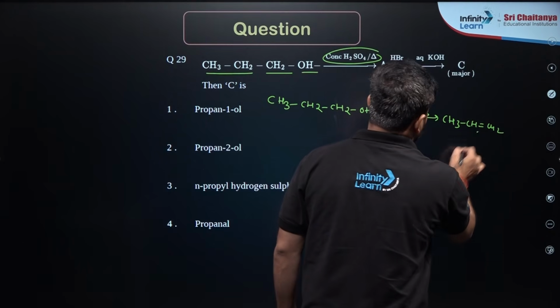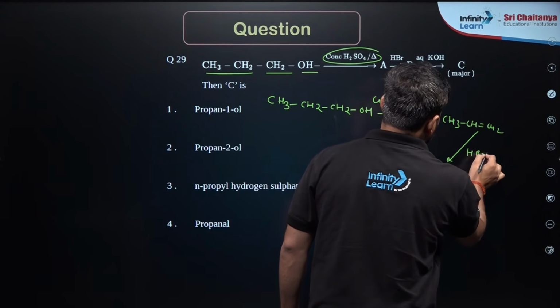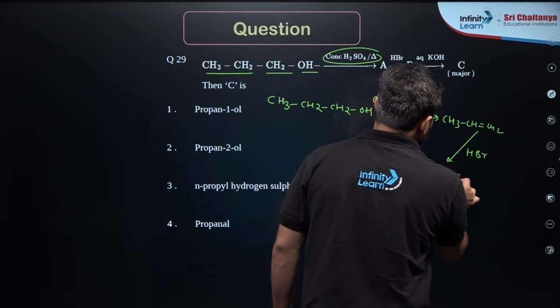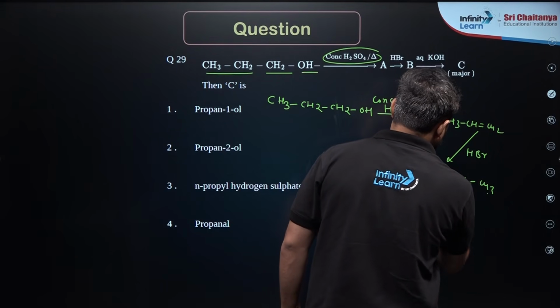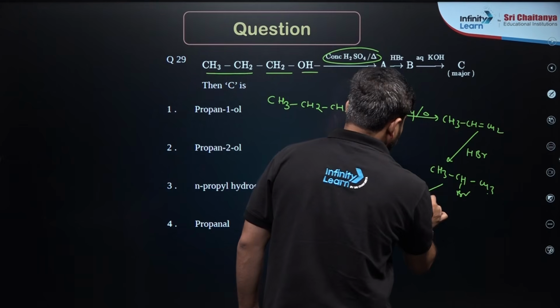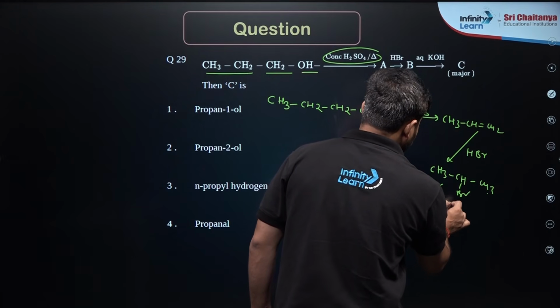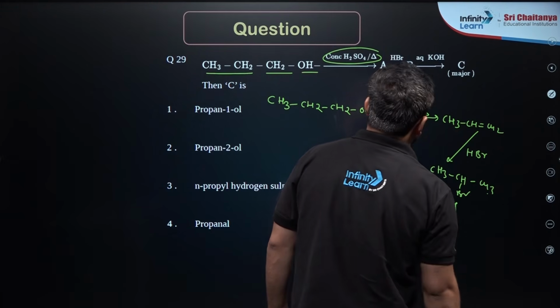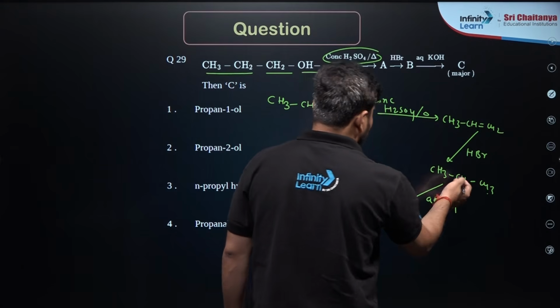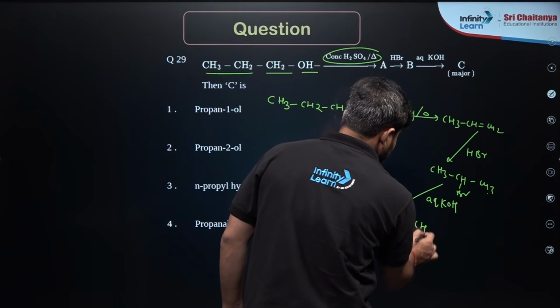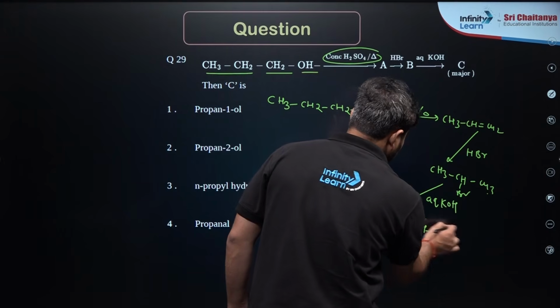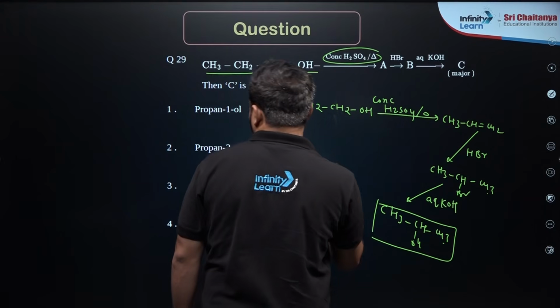And if it is going to react with HBr, here we can write CH3 CH Br CH3. If we react this with aqueous KOH, definitely it is going to give CH3 CH OH CH3. So the final answer will come, propan-2-ol.